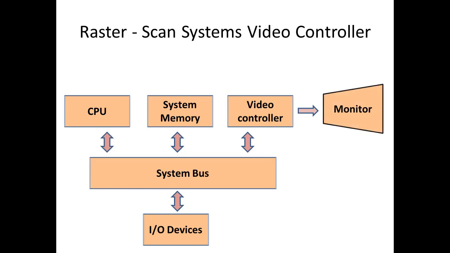First topic, raster scan systems and video controller. First one, raster scan systems. In addition to the central processing unit, a special purpose processor called the video controller or display controller is used to control the operation of the display device. It is a simple raster system.